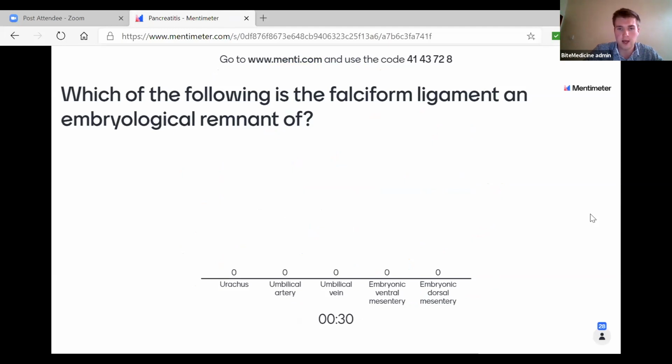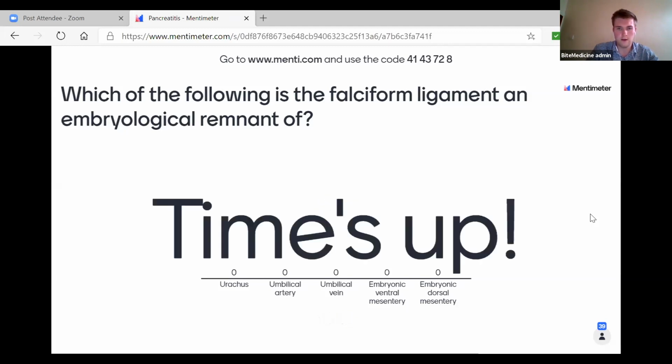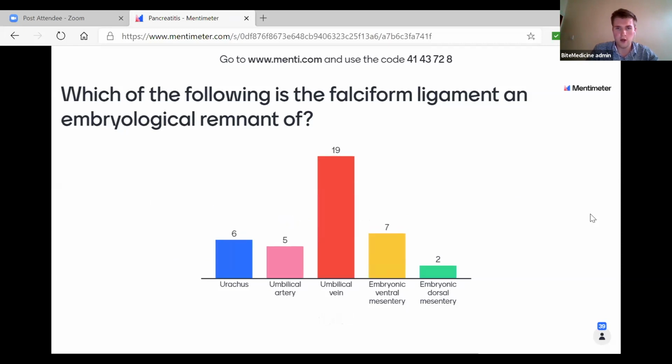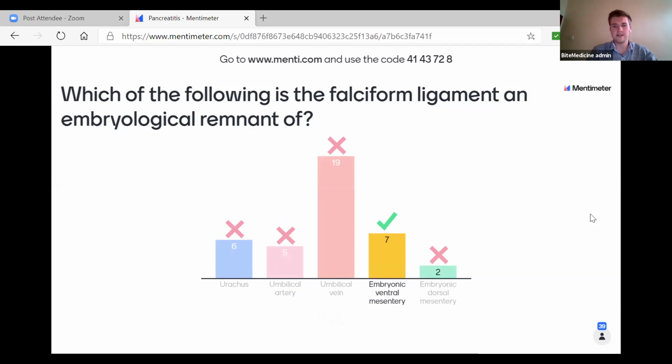Is it urachus, umbilical artery, umbilical vein, embryonic ventral mesentery, the embryonic dorsal mesentery? We've got 15 more seconds. Time's up. Okay. So the answer was the embryonic ventral mesentery.